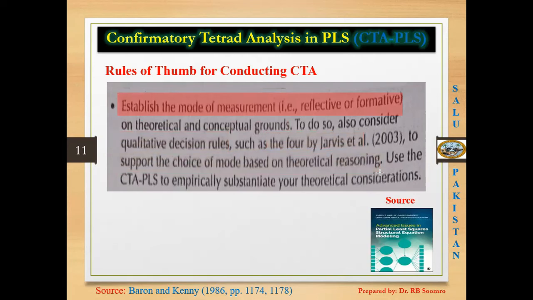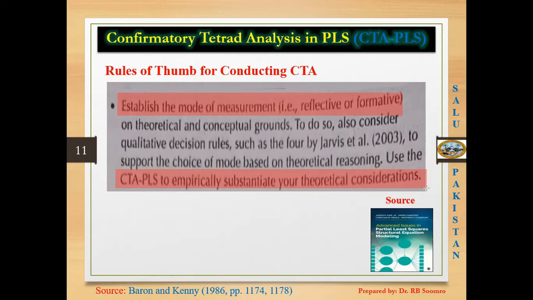Now you use the CTA empirically to substantiate your theoretical inference. So another tool is CTA. To know whether my construct is reflective or formative, three tools are available. Theoretically, you can understand. Conceptually, you can also understand. And the third thing is CTA, confirmatory tetrad analysis. Through this one, you can also know.